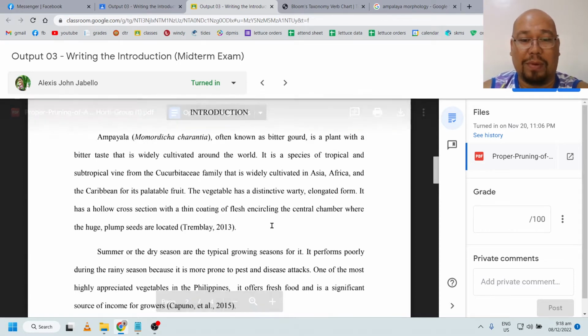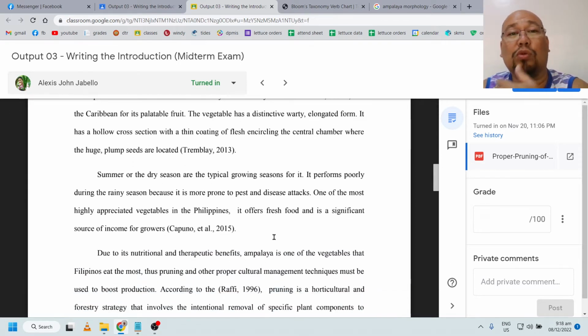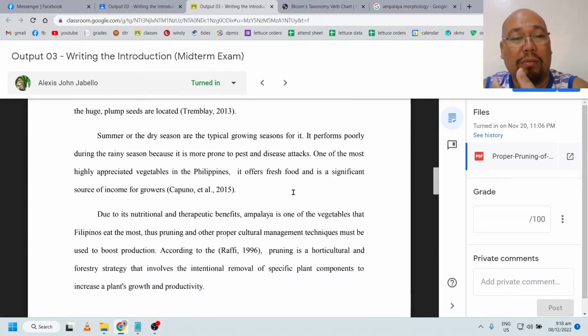That's it. One paragraph. Next paragraph, you talk more about pruning. Like, what is the pruning management done in other vegetables? Are there other studies? You try to answer the question of why we cited that study. Okay? So, generally, you follow the format, by the way. I already gave you a prescribed format that we should follow.